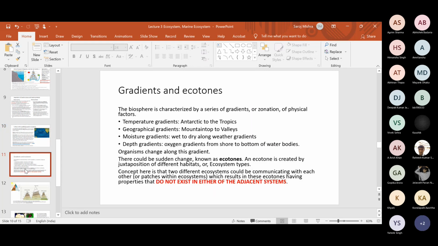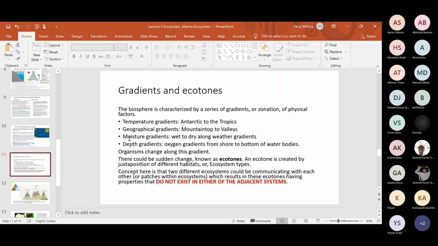Now, before we leave our concept of ecosystem, I would like to discuss a little bit about gradients and ecotones. In nature, you talk about lakes, you talk about forests, etc. But what happens at the boundary of these ecosystems? Because in nature, there is always a gradient, or a zonation of physical factors. For example, there is a temperature gradient from the Antarctic to the tropics. If you look from the pole to the tropics, there is a gradient of temperature as you move to the equator.